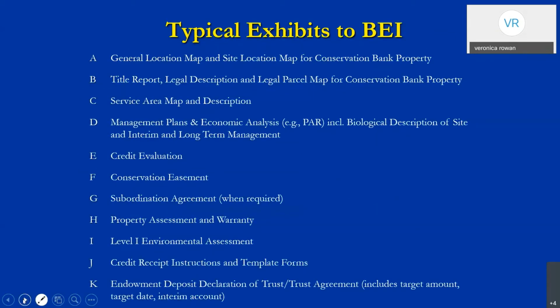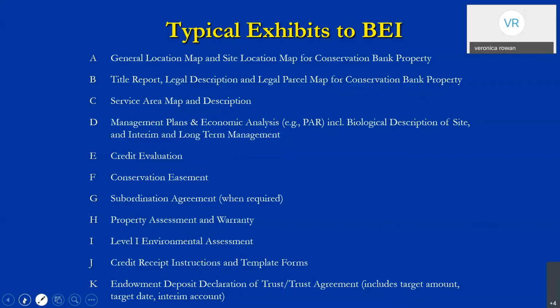I mentioned earlier, and I think I said in an earlier slide, and I apologize if I didn't, the BEI package generally involves the BEI itself, the agreement portion, and then all of the different exhibits to the BEI. There could be some additional materials that get attached to the bank enabling agreement. It all becomes part of this package that describes the bank and its operations and what's expected, etc.